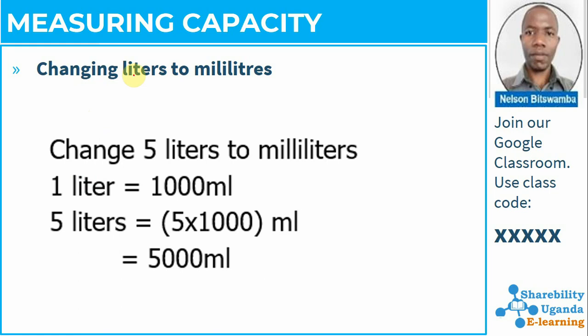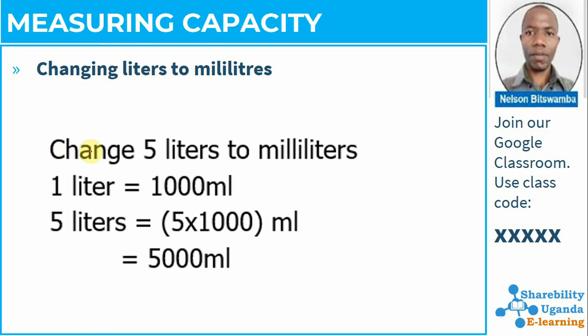That concept is when you are given liters and they tell you to change to milliliters, we have a concept that 1 liter is equal to 1,000 milliliters. Is that okay? If you have 1 liter, then that 1 liter is equal to 1,000 milliliters. So whenever you take 1 liter of a drink, you have already taken 1,000 milliliters.